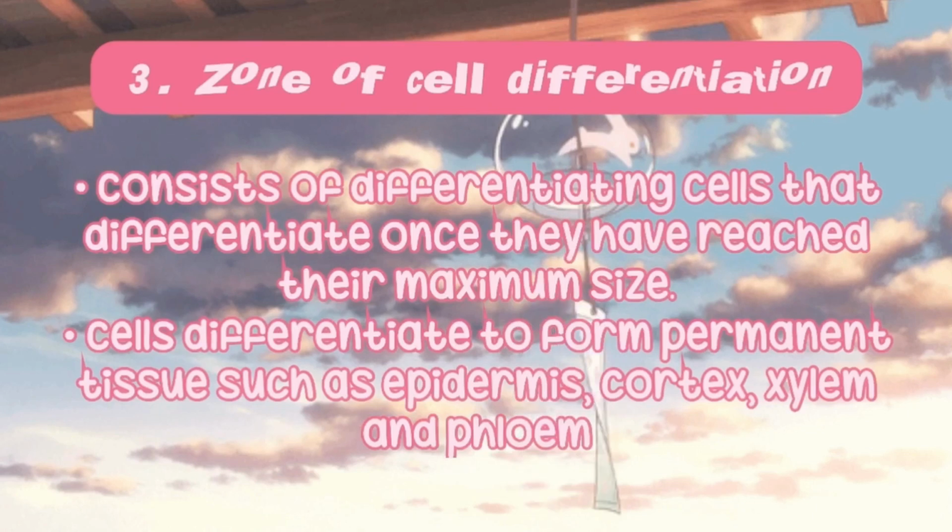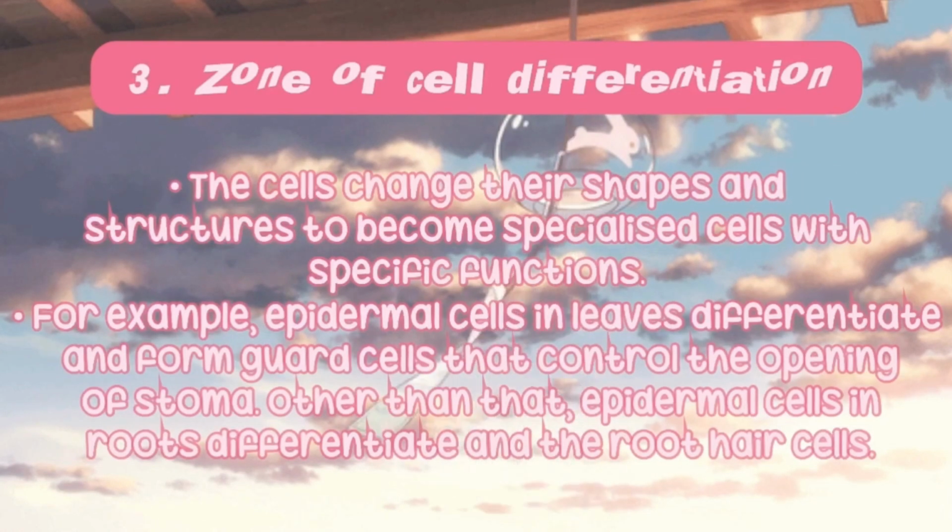Zone of cell differentiation. It consists of differentiating cells that differentiate once they have reached their maximum size. Cells differentiate to form permanent tissue such as epidermis, cortex, xylem, and phloem. The cells change their shapes and structures to become specialized cells with specific functions. For example, epidermal cells in leaves differentiate and form guard cells that control the opening of stomata. Other than that, epidermal cells in roots differentiate and form root hair cells.